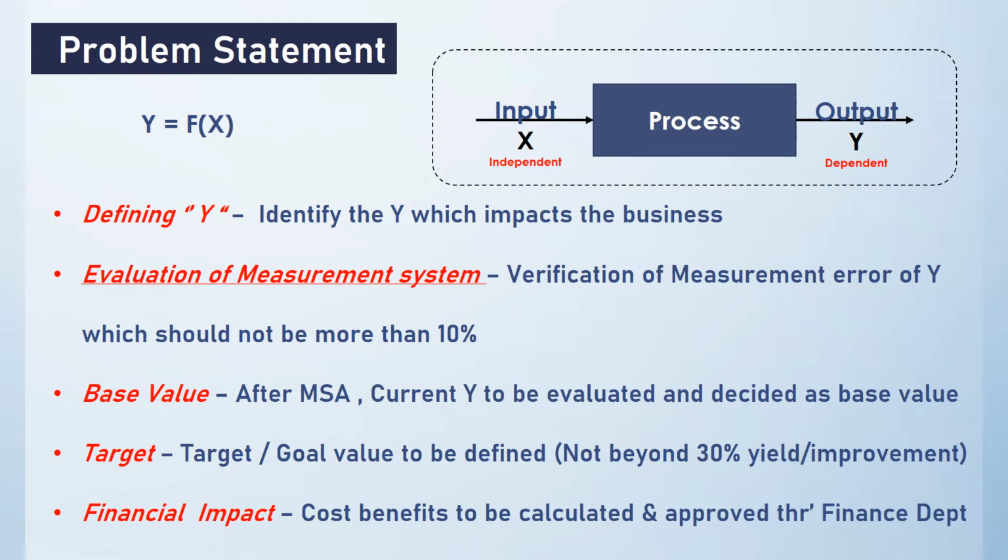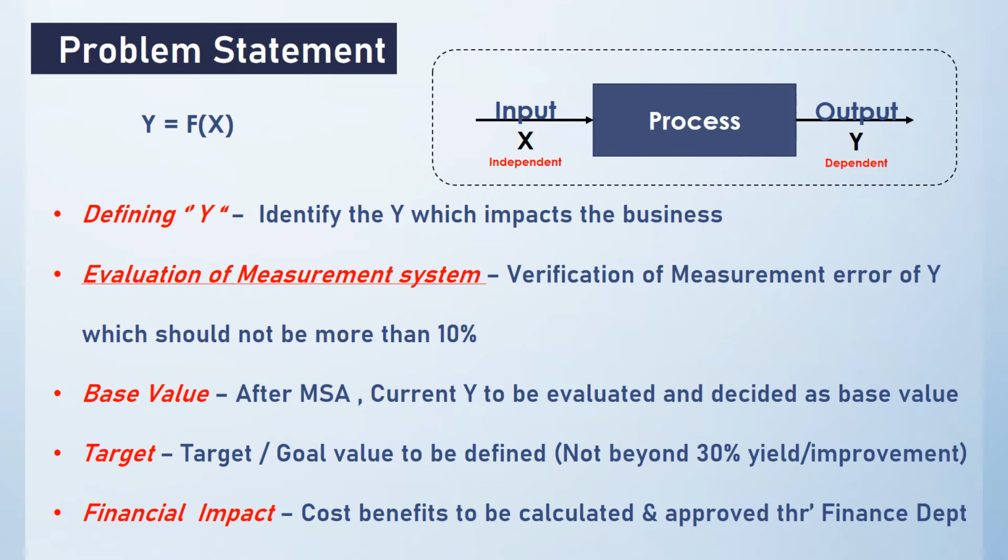This output is measured through a measurement. That measurement system should not have variation of more than 10%, because if the measurement has a variation of more than 10%, that means the base value which you are stating currently is not good, and the base value you are planning to improve may have an error. So first we should ensure this output y is measured through a measurement system having less than 10% error, so that the y value will be perfect for taking as a base value. After MSA, the y value will be taken as a base value.